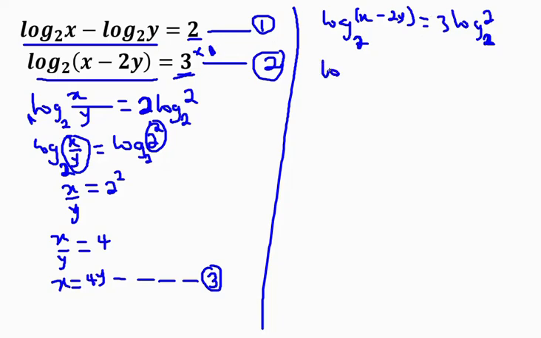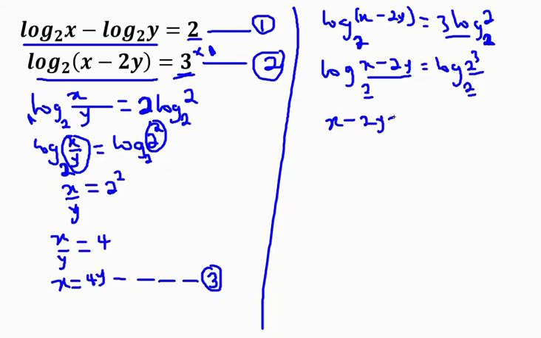So after that, you write log x minus 2y base 2. Now don't forget, going by the power rule, this becomes log 2 to the power of 3 base 2. The number here comes up here as the power. Equating the expressions, because the bases are the same, x minus 2y equals 2 to the power of 3. x minus 2y equals 8. Now this is equation 4.